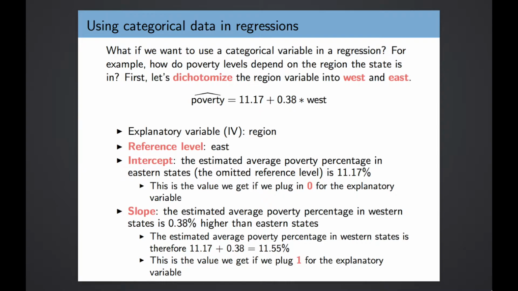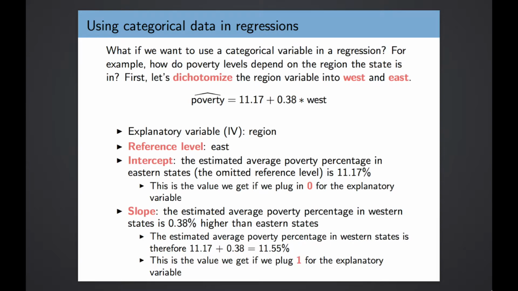So the estimated average poverty percentage in eastern states is equal to the intercept when x is equal to 0, and the estimated average poverty percentage in western states is equal to the intercept plus 0.38 times x equal to 1, right? So that's 11.17 plus 0.38, which equals 11.55%. So when we include a categorical dummy variable in our model, this is going to let us generate predicted values for y at both levels of that variable, when we plug in 0 and when we plug in 1 for x in this linear model equation.